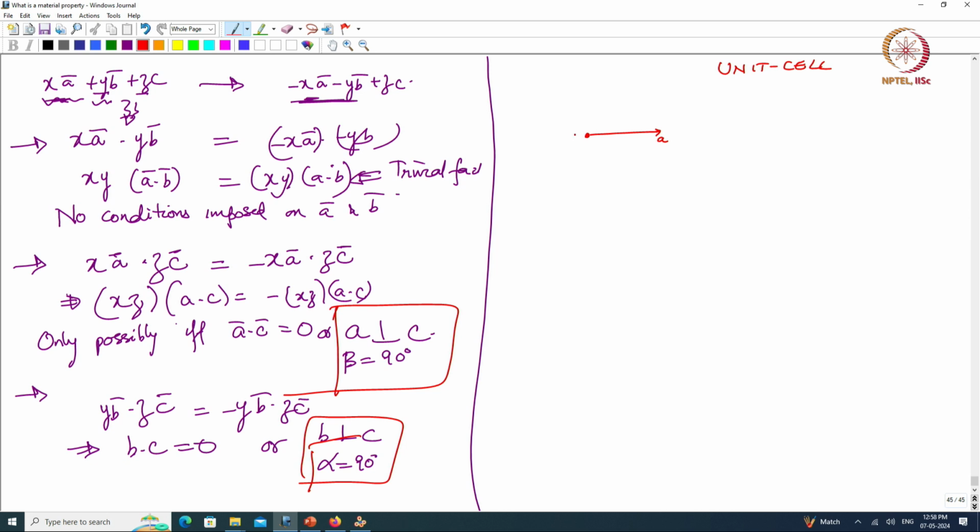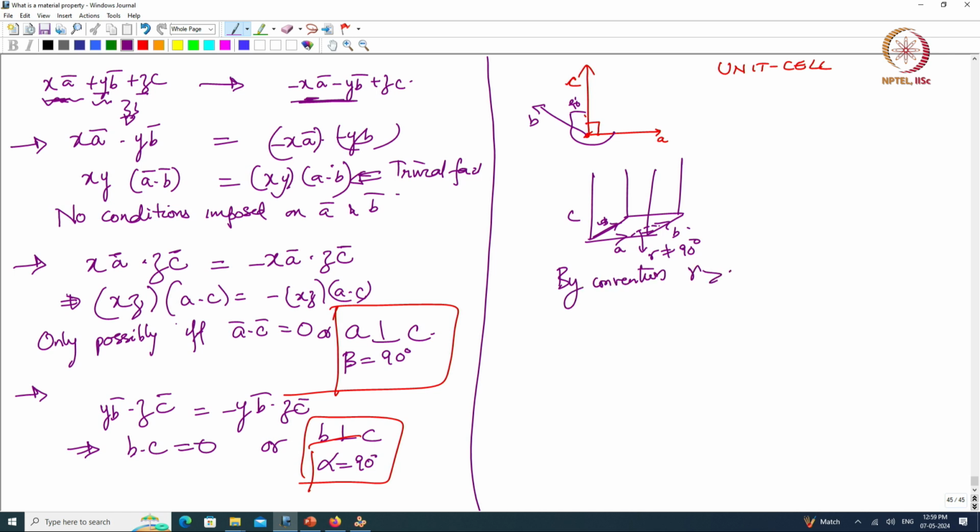Okay. So, I have A and then I have C and then I have a B here, right. B and C also have a 90-degree angle with respect to each other. However, A and B have an angle which is not 90 degrees, right. So, that is alpha, beta and gamma. So, I am going to draw a monoclinic crystal like this now. So, C is perpendicular to both A and B, okay. And this angle, gamma, is not equal to 90 degrees. By convention, I define gamma to be greater than 90 degrees.